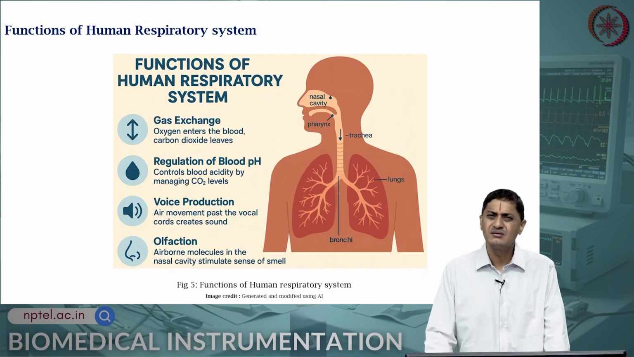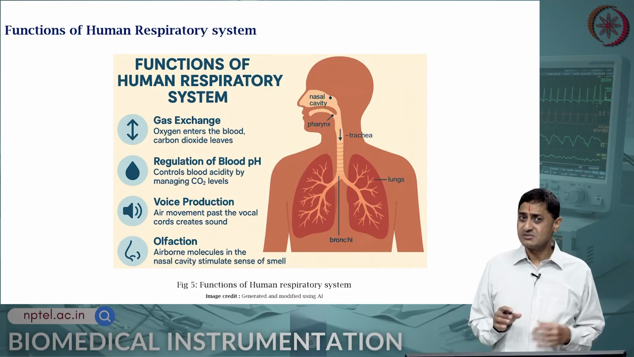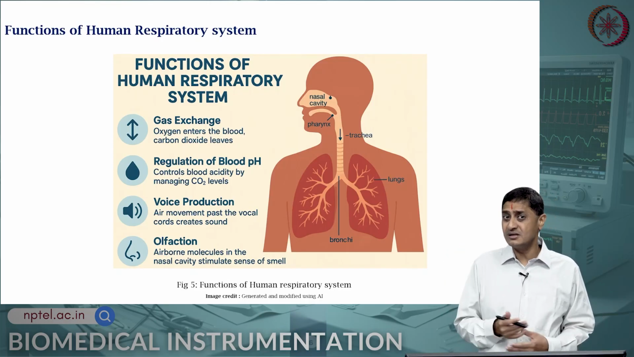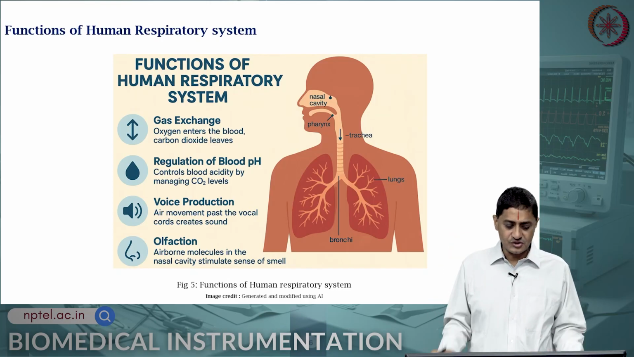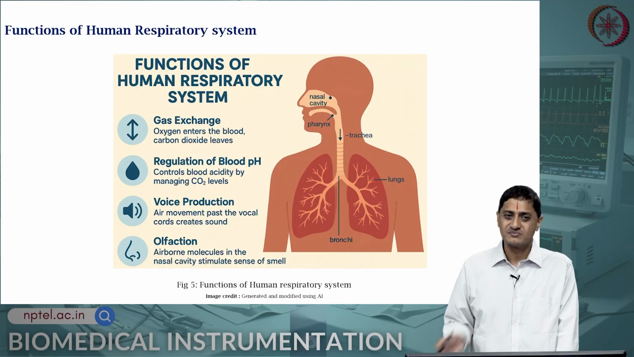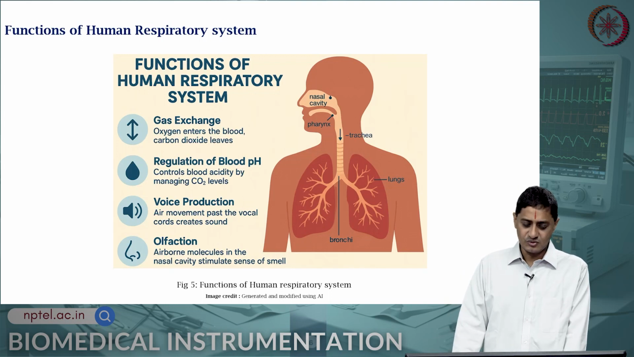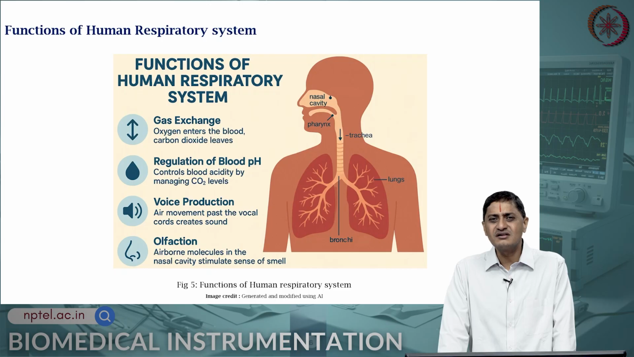How does this happen? By essentially maintaining blood acidity level by managing the carbon dioxide level, because if there is hypoventilation, carbon dioxide level is going to go up and carbonic acid is going to keep building up, essentially leading to respiratory acidosis. And of course, voice is produced by movement of air through vocal cords, that is another one. And then olfaction. It's a function, it's a sensory modality that is not given the due importance that it deserves.